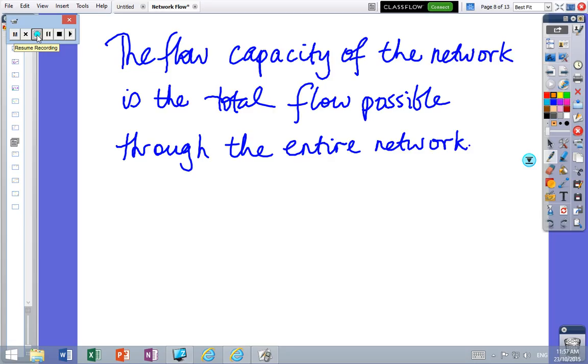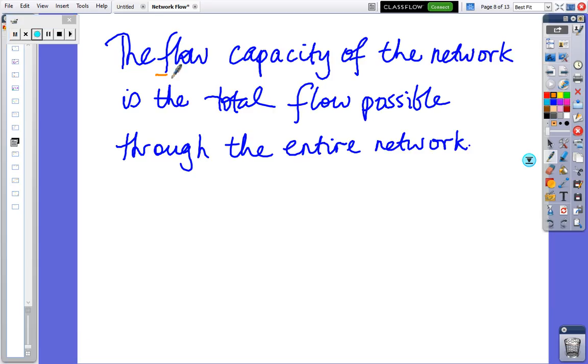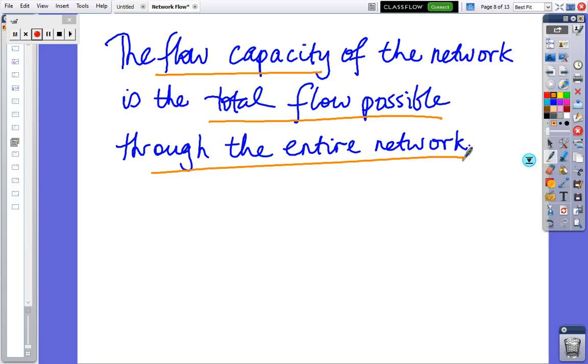So you'll be getting plenty of practice of those sort of questions in the exercises, but just another thing, the flow capacity. So the flow capacity of the network is the total flow possible through the entire network. Okay, so we'll have a look at that.